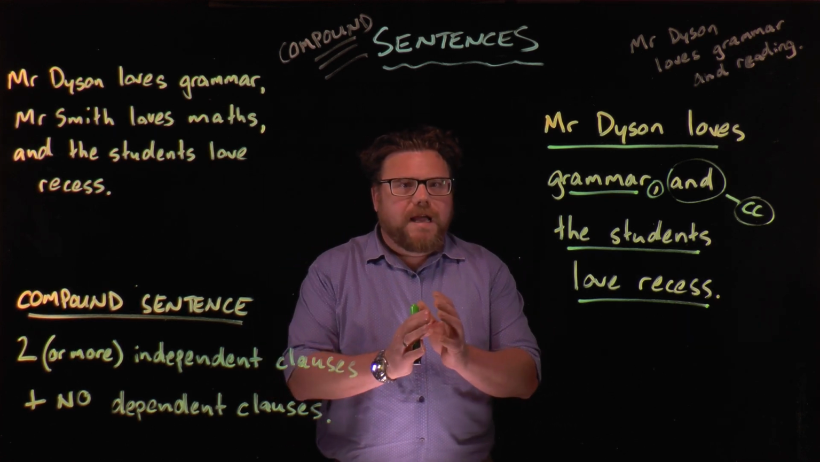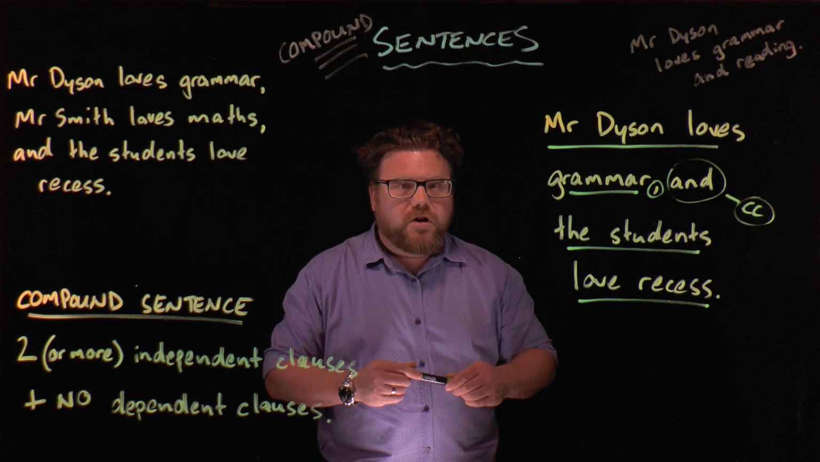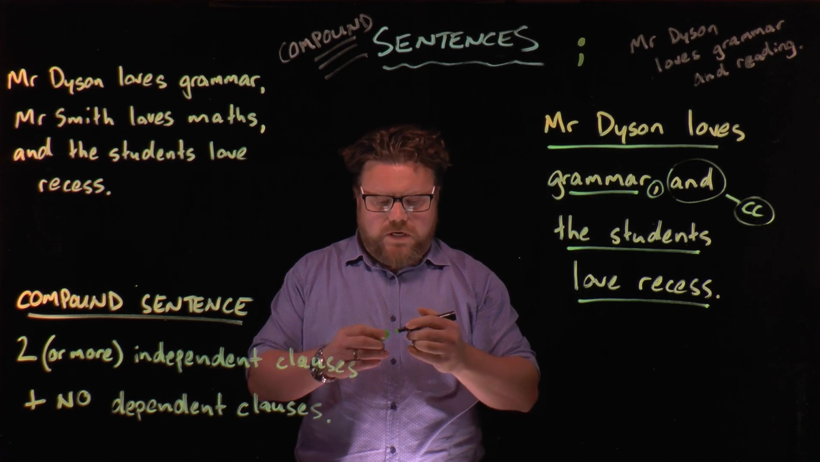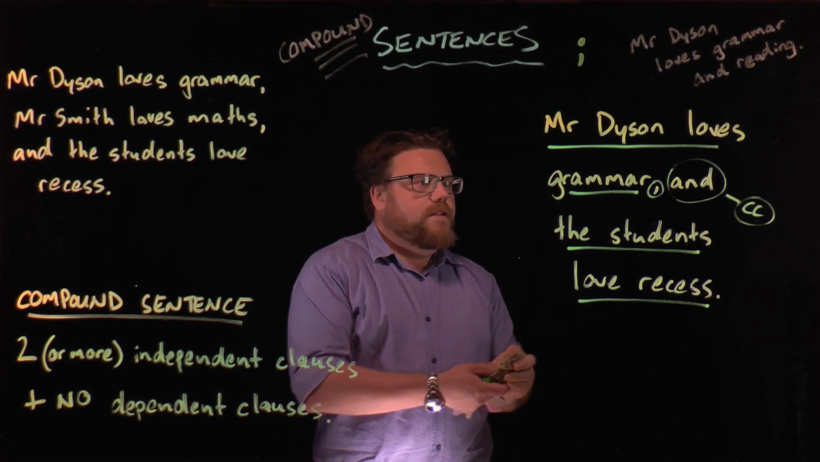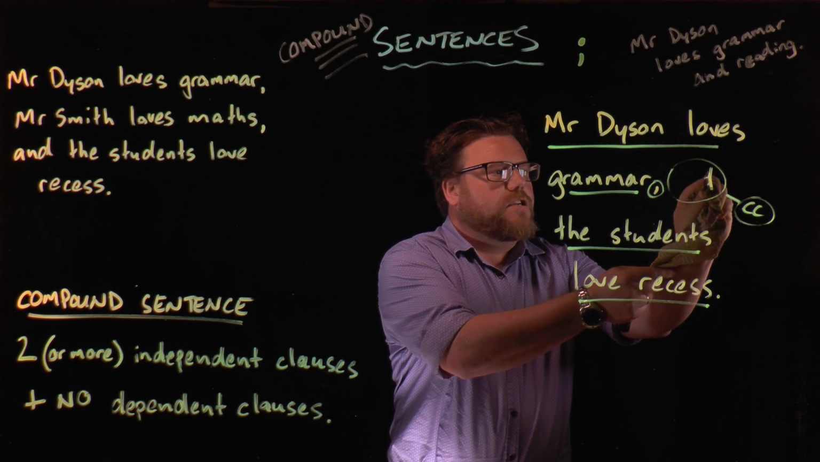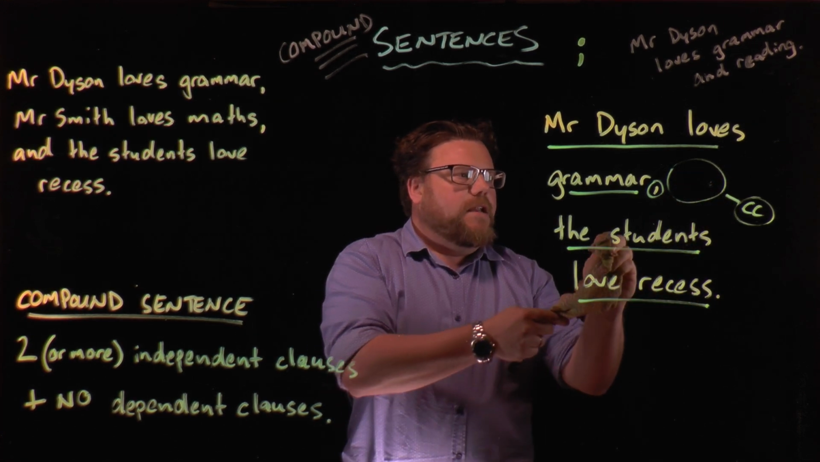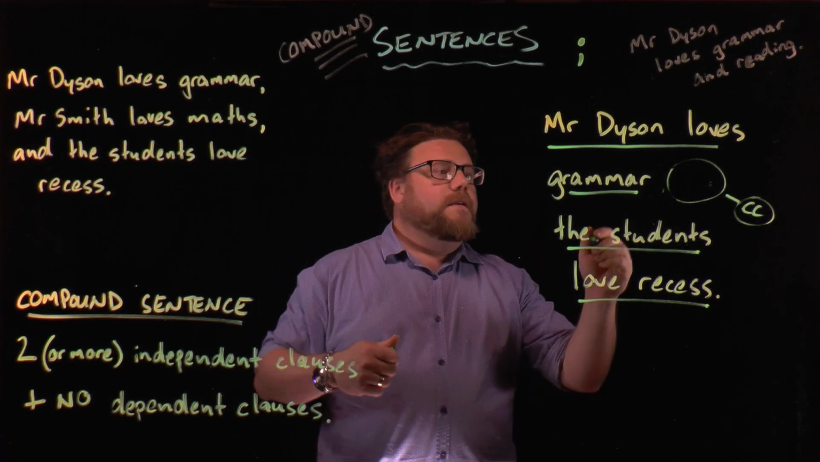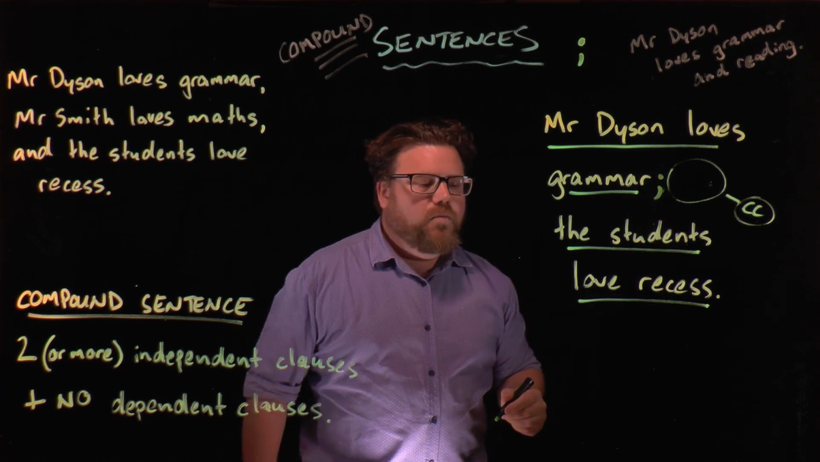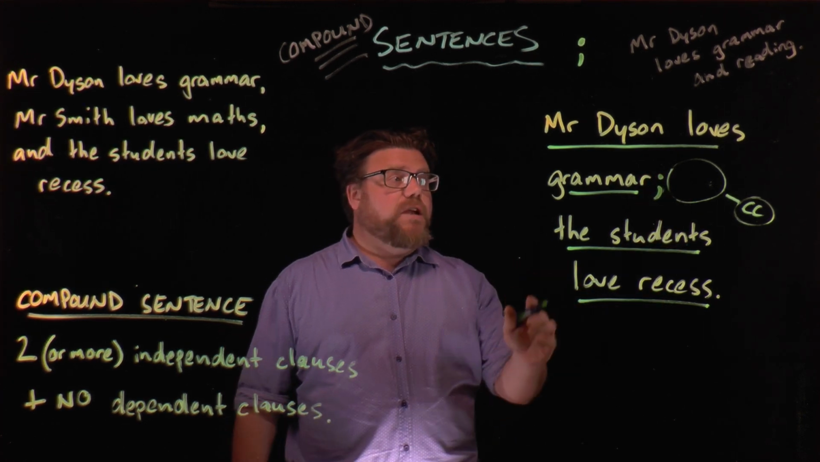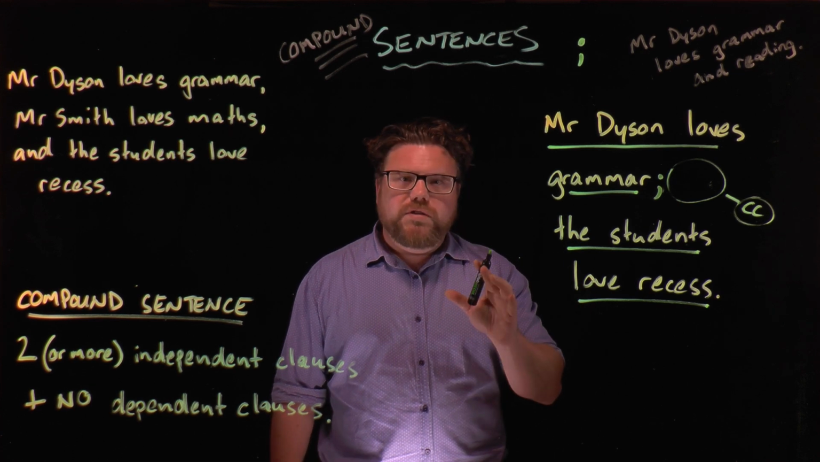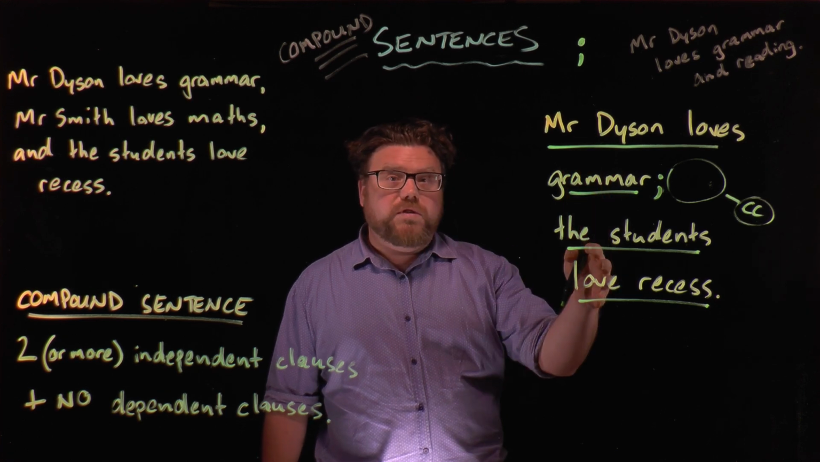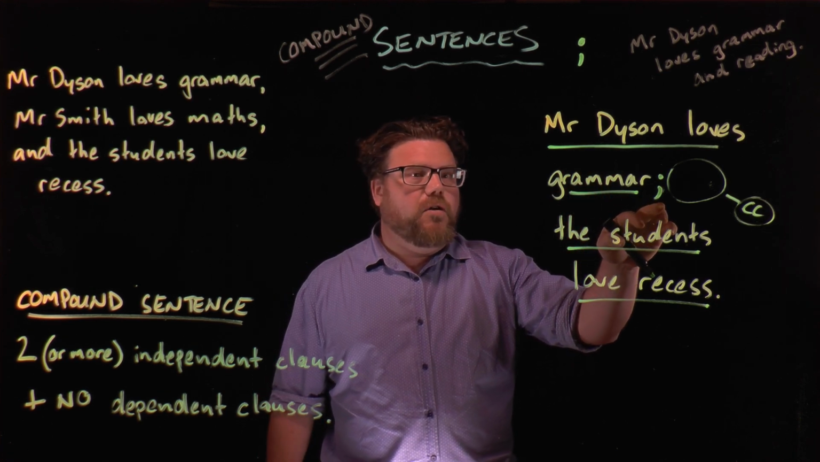Now there is one other way that you can join independent clauses in a compound sentence, and that is using the powerful punctuation mark, the semicolon. So if we were to get rid of the coordinating conjunction here and also get rid of the comma here and instead put in a semicolon, we would have a grammatically correct sentence that read, Mr. Dyson loves grammar; the students love recess. And we use it to show that these two clauses are connected with this semicolon.